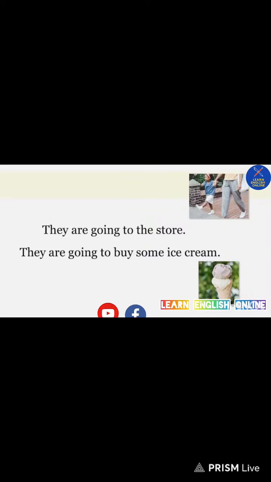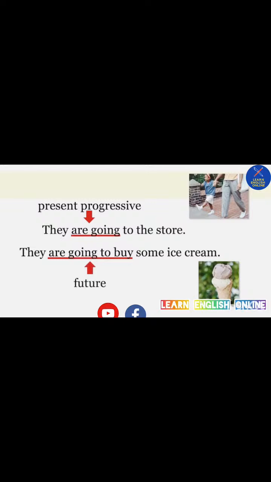Both of these sentences have are going to. But let's look. In this first sentence, they are going to the store. They are going to a place. And in the second sentence, they are going to buy. They aren't going to a place. They are going to, and then it's a verb. So the first sentence is present progressive. This is the be verb plus the ing, and this tells us this is happening right now. The second sentence is the future. We use be going to verb to form the future. Let's look closely.